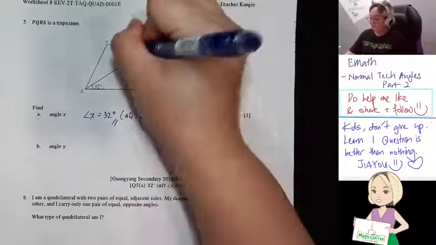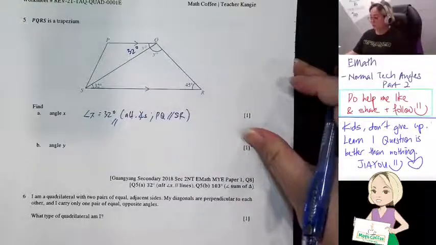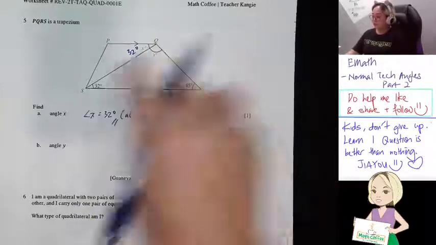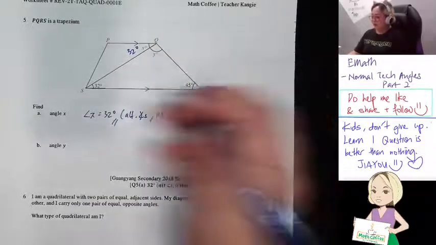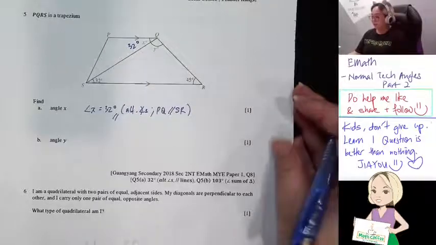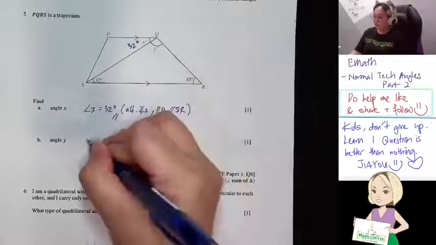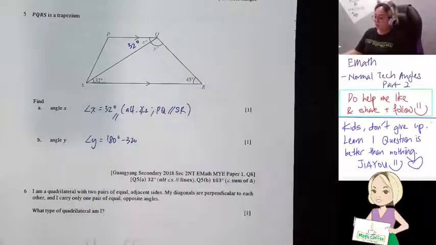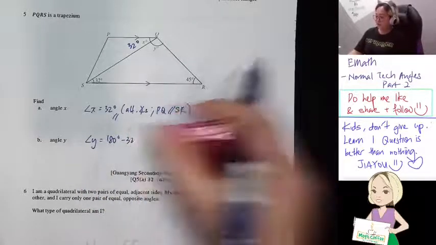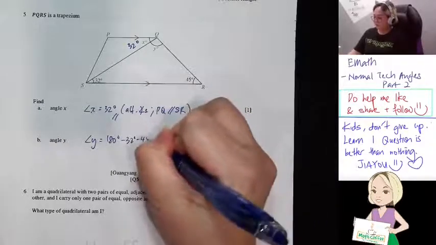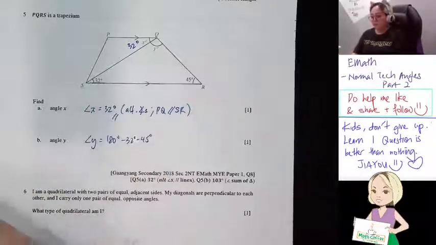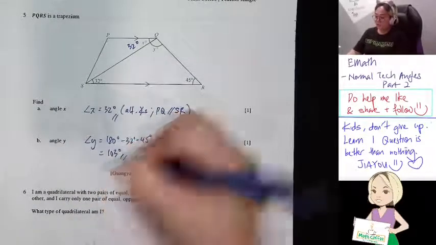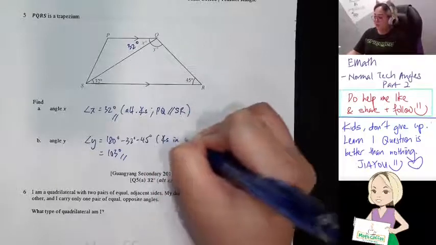Okay, parallel with SR. So this is 32. Angle Y is here, so easy, it's a triangle. By now, you can see that all the angles are always similar. So angle Y will just be 180 degree minus 32 and minus 45. So 180 minus 32 minus 45, and we get 103 degree. So this is angles in a triangle.